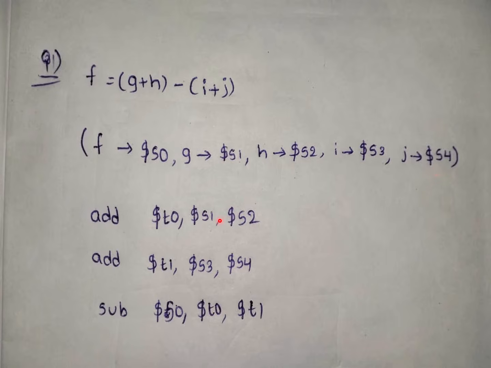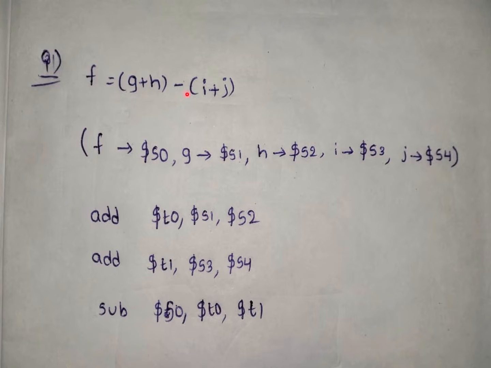Okay, now what you have to do? You have to add $s1 and $s2, which means g and h, first, and that is stored in $t0. And after that, you will add i plus j, $s3 and $s4. You are adding these two and storing in $t1. So $t0 and $t1 are holding the values, the addition of this and this.